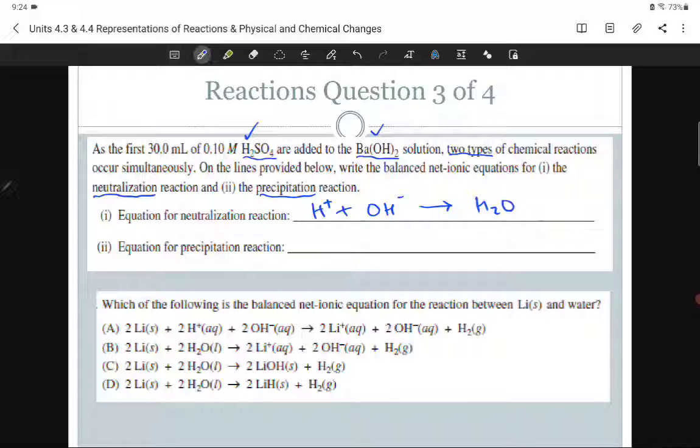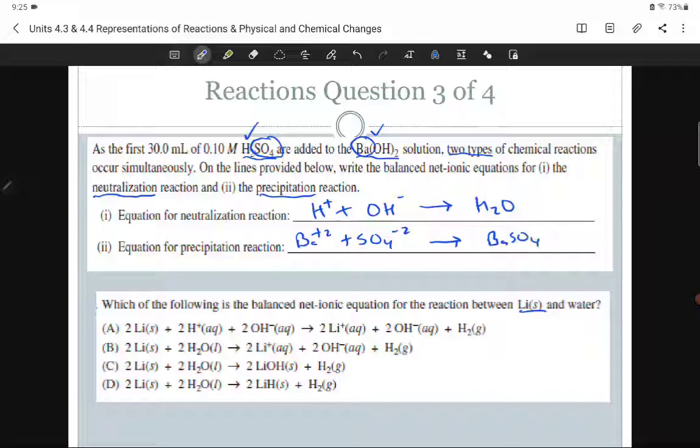The precipitate reaction is going to form a precipitate. What could form a precipitate? The sulfate and the barium. So what ions would make those up? Okay.